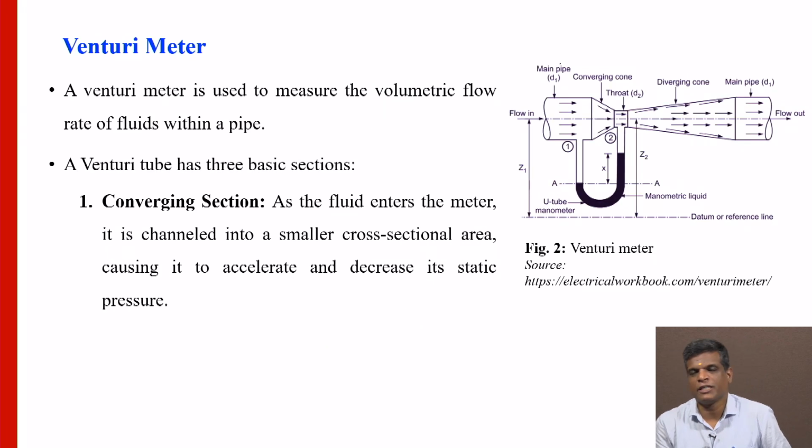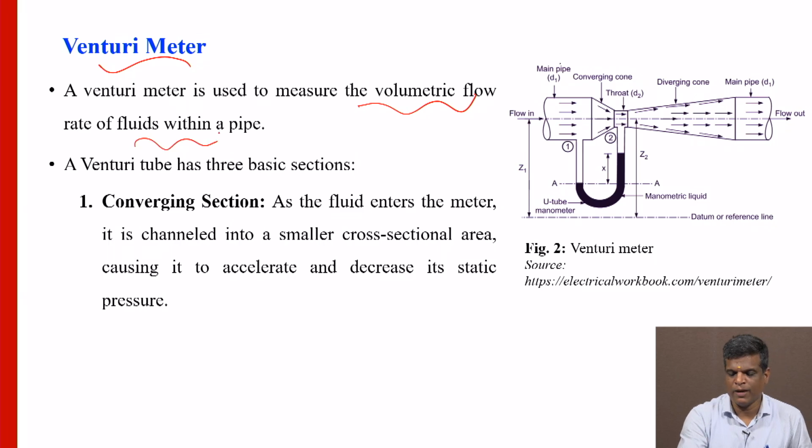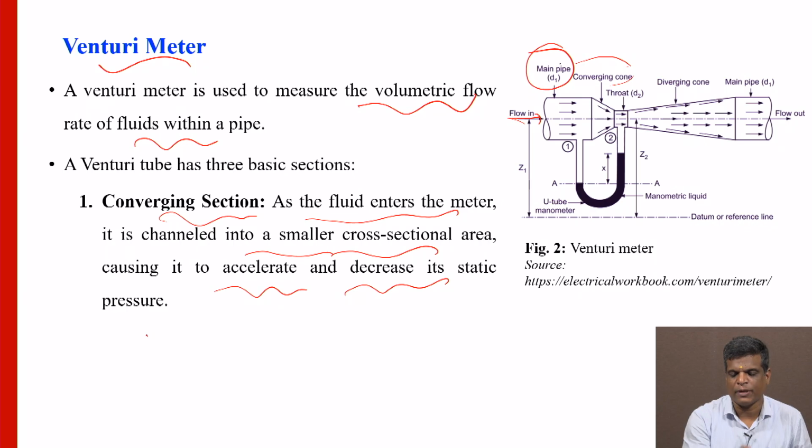So we first discussed the pitot tube, now the Venturi meter. The Venturi meter also measures the volumetric flow rate of fluids within a pipe. There are sections. One is where the flow goes as it is, called the main pipe. Then it goes to the converging section, where it is channeled into a smaller cross-sectional area, so the area decreases, and the static pressure decreases.